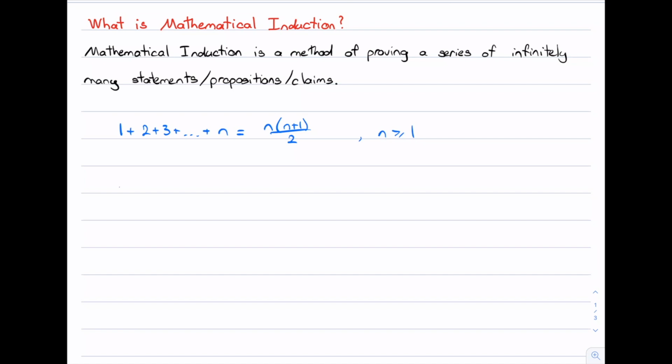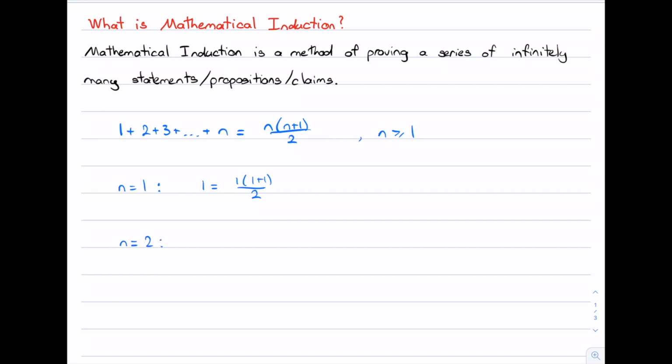So if n is equal to 1, well, then the left-hand side is just 1. We're starting at 1 and we're going up to 1, so it's just 1. But the right-hand side is 1 times 1 plus 1 over 2. And of course, the right-hand side is 1 times 2 divided by 2, which is 1. But this is our statement. This is our first statement or proposition in a series of what's going to be infinitely many. What would the second one be?